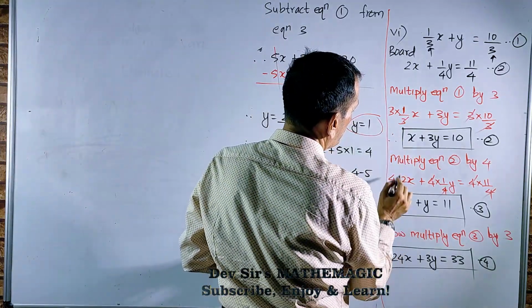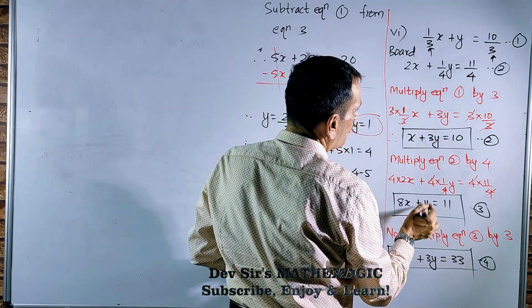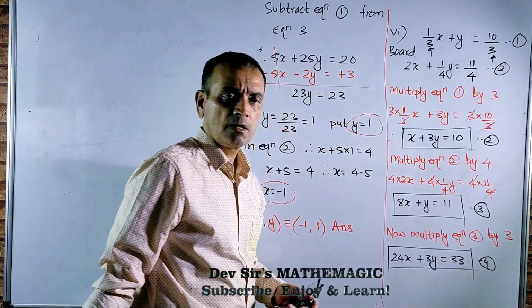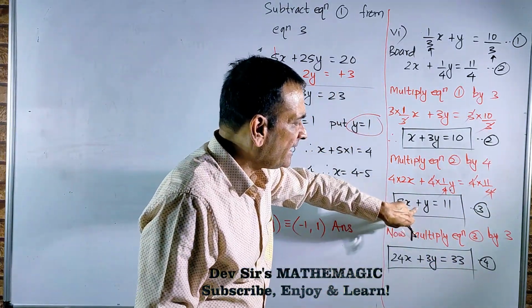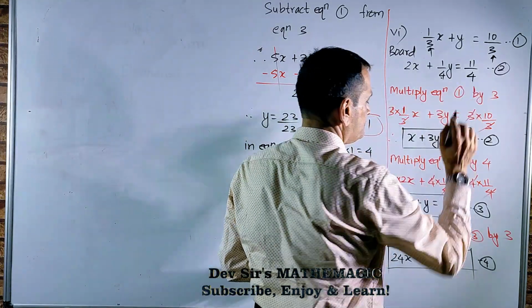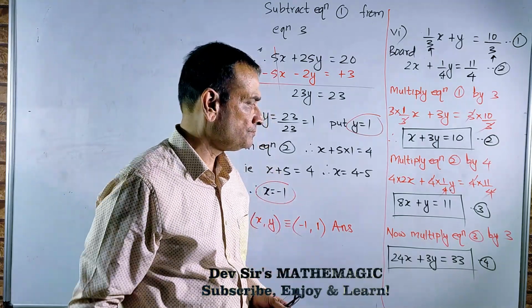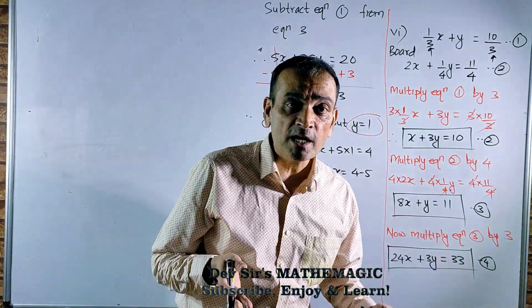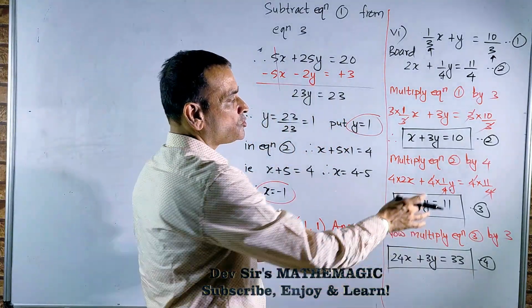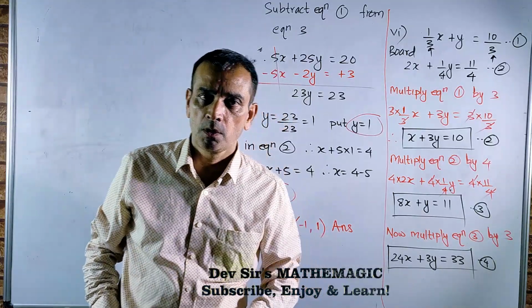So 4 into 2x gives you 8x. 4 into 1/4, 4 cancels. So what remains? 8x plus y equal to 11. यहाँ से 4 गया. ध्यान में रखो, you should multiply each term. So these are 2 extra steps required when fractions are given. Now they have been converted into our usual type, which we have to solve now.